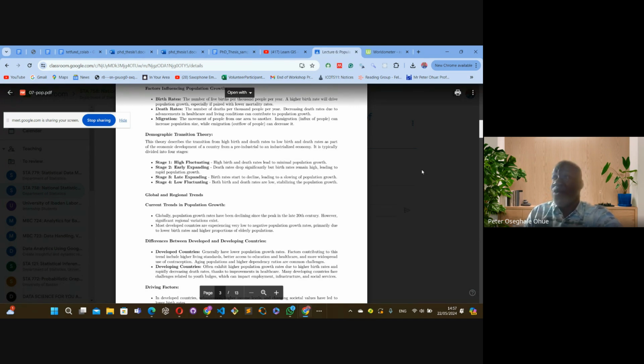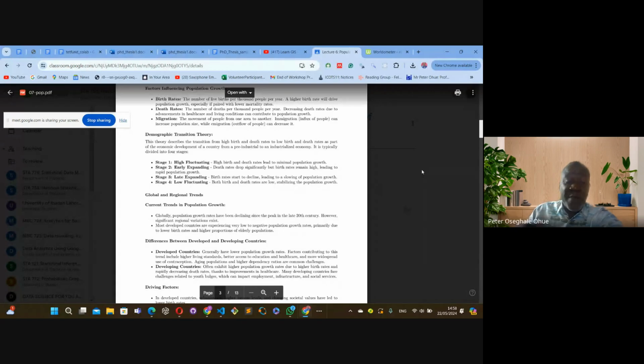So there's the early expanding. What's early expanding? Death rate reduces, but birth rate is still on the increase. Then stage 3, late expanding. The birth rate now starts declining. Don't forget that at the high fluctuating, they were both high. At the early expanding, death rate has started dropping. At the late expanding, birth rate also is on the decline. And finally, low fluctuating. What is that about? Both birth rate and death rates are low. So it now stabilizes the population growth. That's what the theory says.